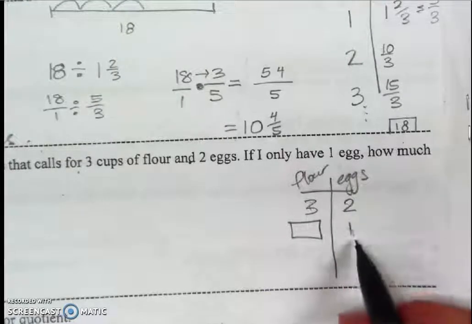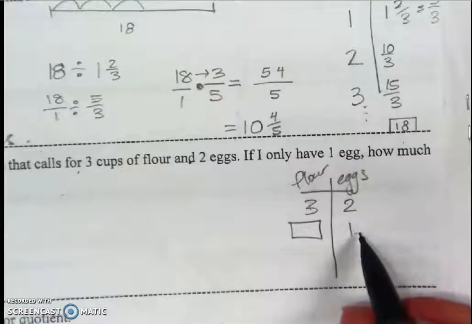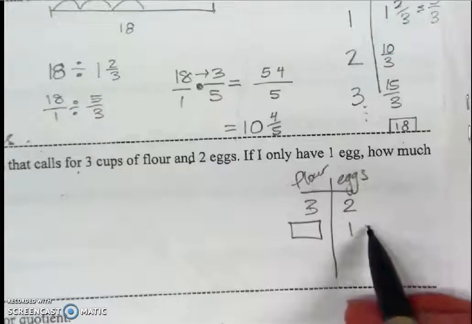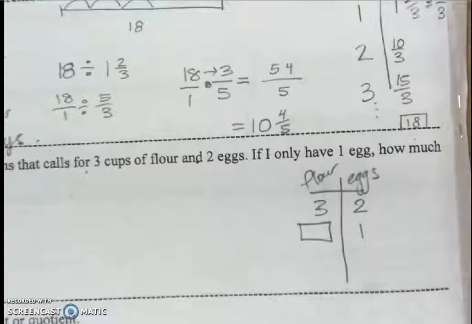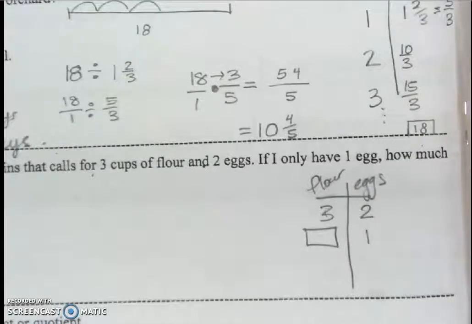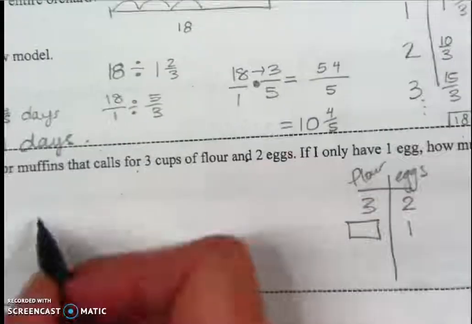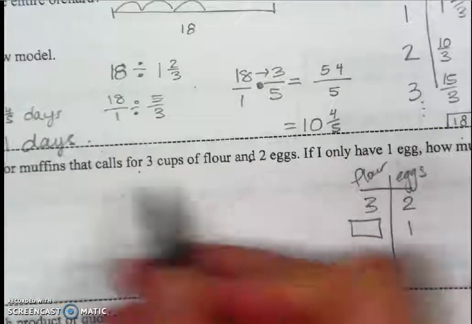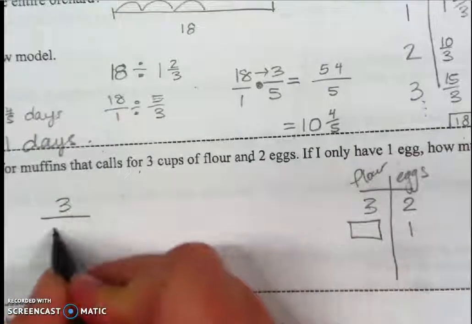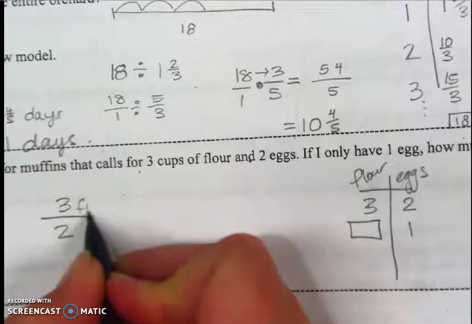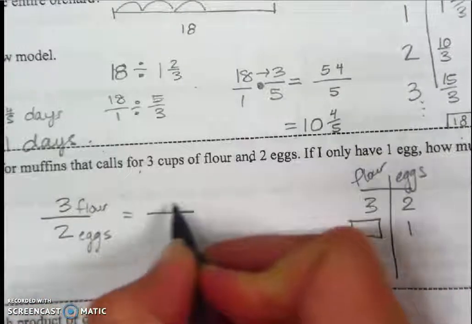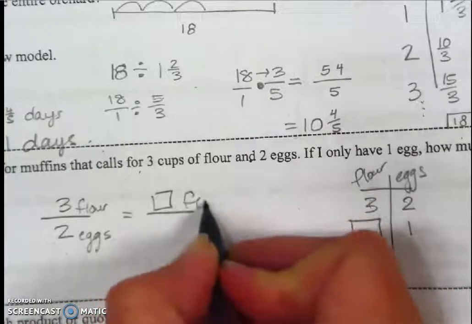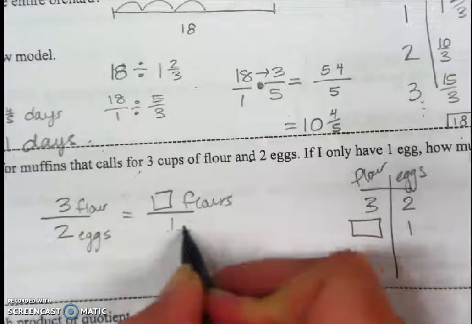What do they do to the 2 to cut it down to 1? Well, let's think about that. So 2 eggs goes with 3. Let's write this as fractions. I kind of like fractions. So 3 cups of flour goes with 2 eggs, as how many cups of flour goes with 1 egg?